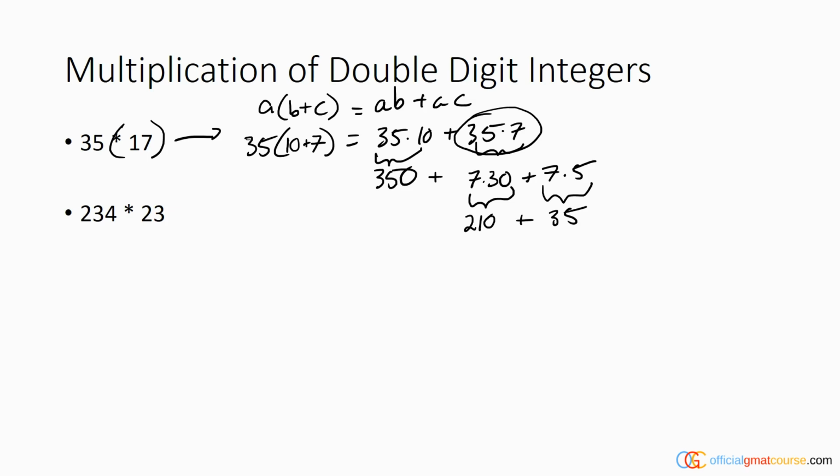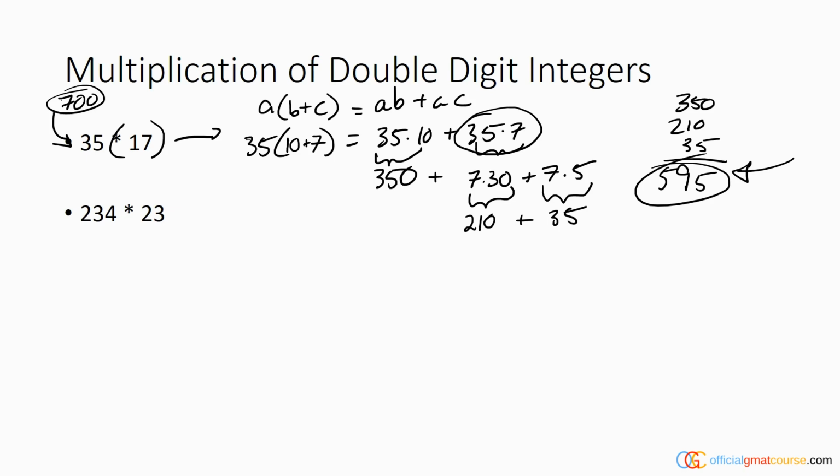And now if we add these all together, we will get our solution. So we have 350 plus 210 plus 35, which is going to give us 595. So 35 times 17 is 595. And I always like to ballpark things to make sure that my number makes sense. If we had 35 times 20, 35 times 2 is 70, so 35 times 20 would be 700. So we're a little short of 700.